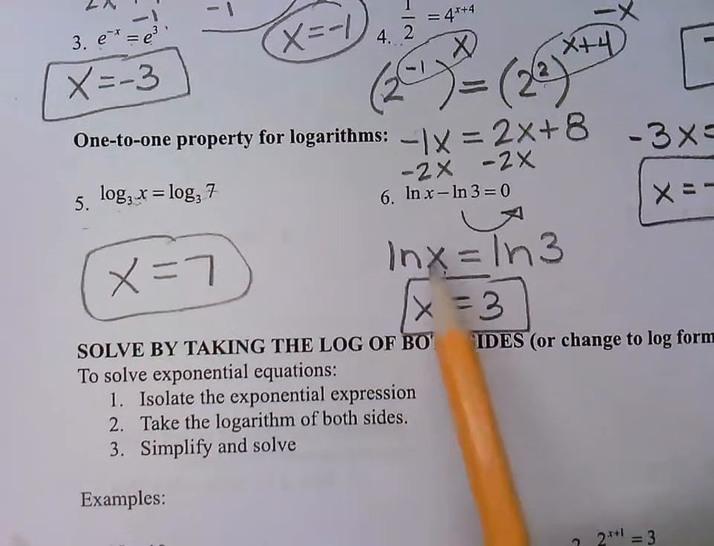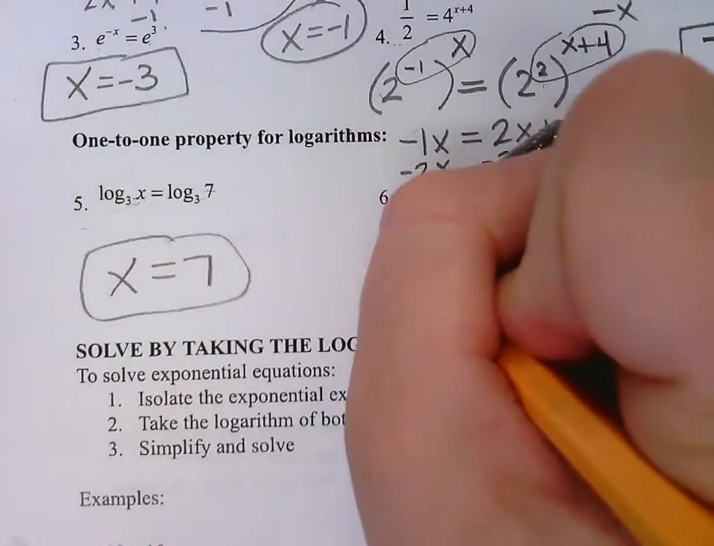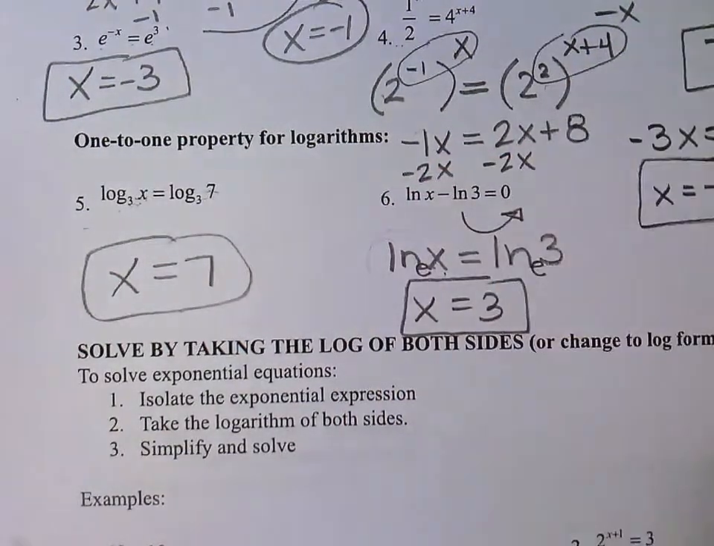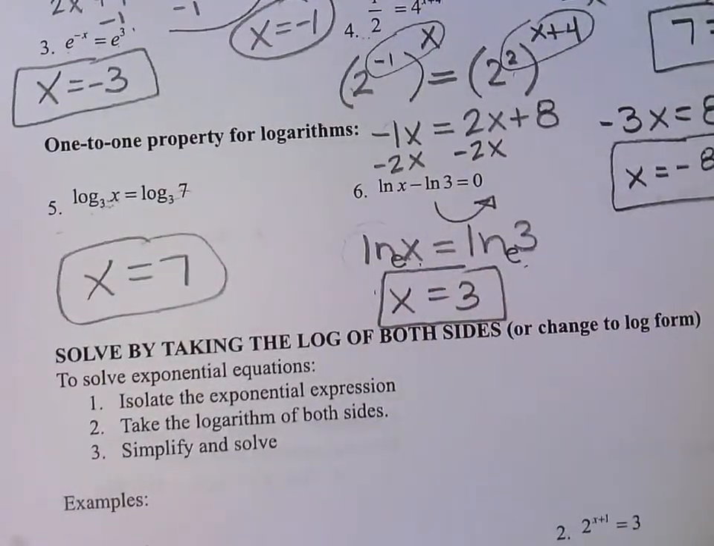What base does the natural log have? E. So even though it's not written there, the base is e and the base is e on both sides. So the stuff inside you can set equal to each other. So all of those, 1 through 6, I just did without a calculator.